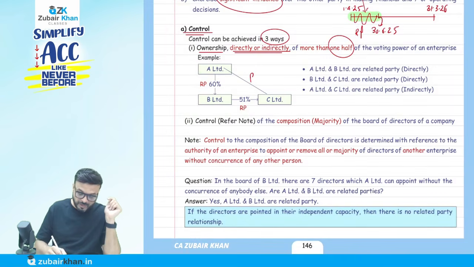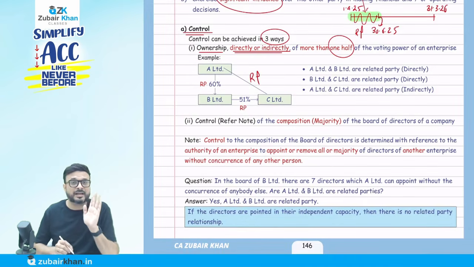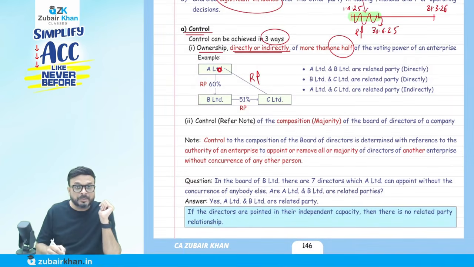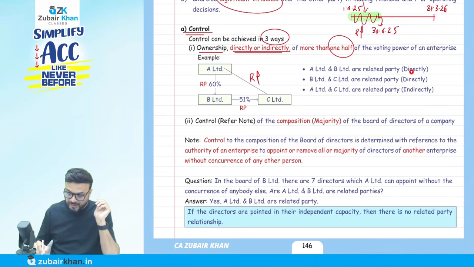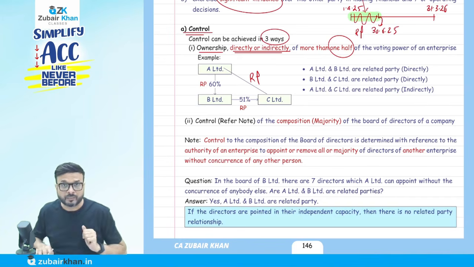Let me repeat this. They are also related parties, but indirectly. I'll tell you why. Because B is the subsidiary of A, and C is the subsidiary of B. So A and C are also related that way, because A controls C Limited indirectly through their subsidiary. So A and B are directly related, B and C are also directly related, and A and C are related indirectly. Okay. Now what happened here?